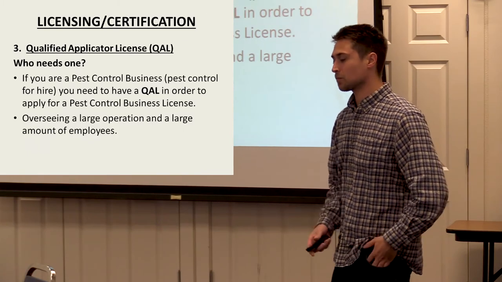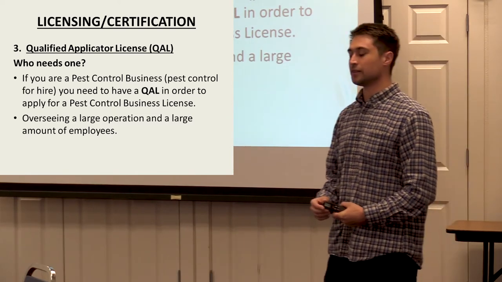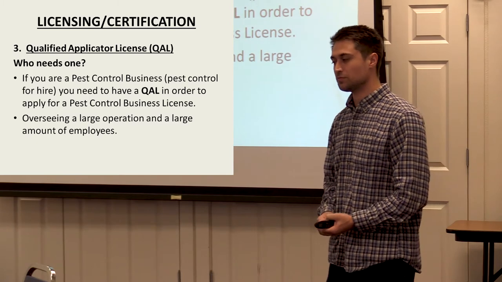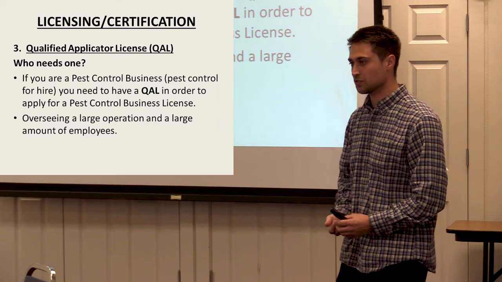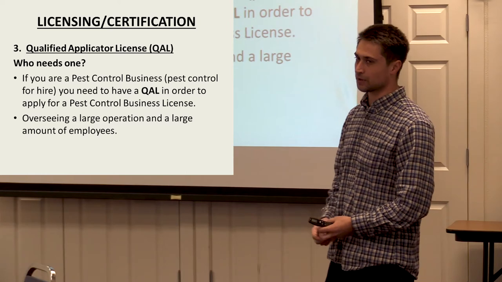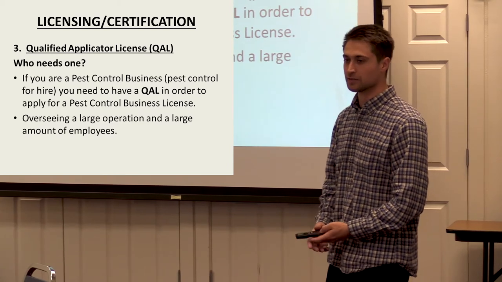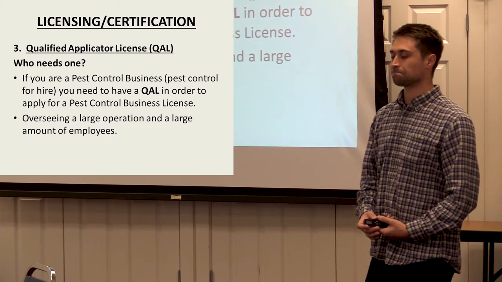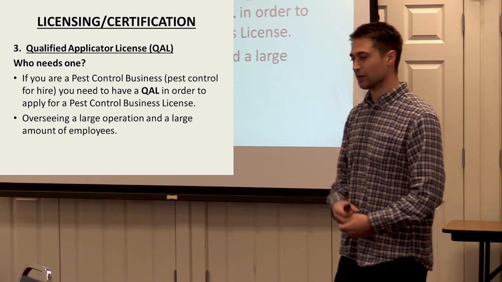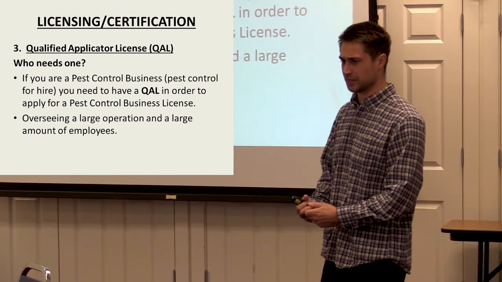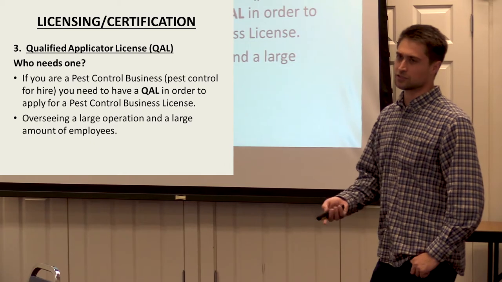Oh yeah, okay, great. So then the third one is the QAL, or the Qualified Applicator's License. This is a harder license to get. If you want a pest control business license, in order to get that license, you have to have a Qualified Applicator's License first. Do all the employees have to have that, or just? No, just the owner. One person has to have it. It's generally the owner. It's basically for people overseeing large operations with lots of employees. I think you have to get 40 hours of continuing ed, whereas the other ones you have to get 20. So it's a lot more in depth. The test is harder and more expensive.